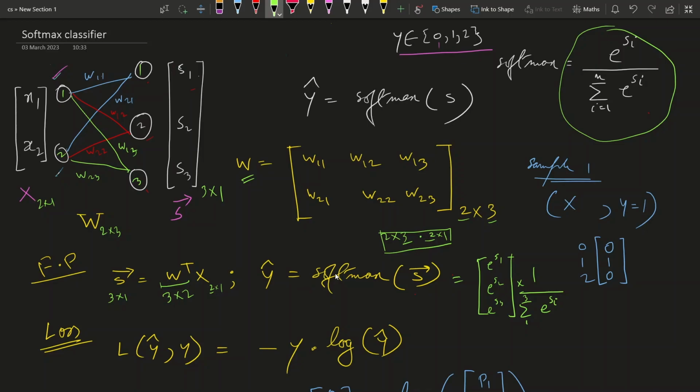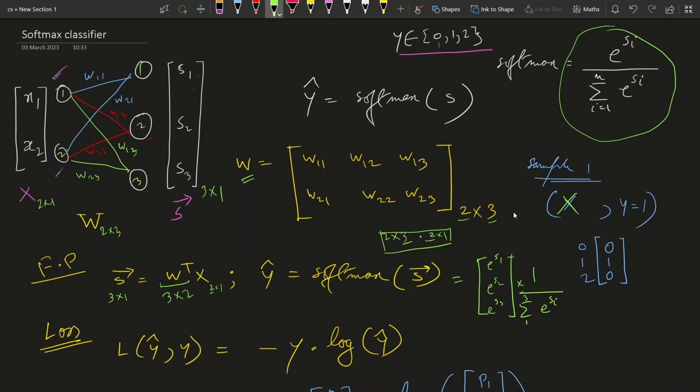Now before going further, let me tell you that we are only considering a single sample. A single sample has only x, and the ground truth in our case is y. We will only consider a single sample to understand this neural network better.